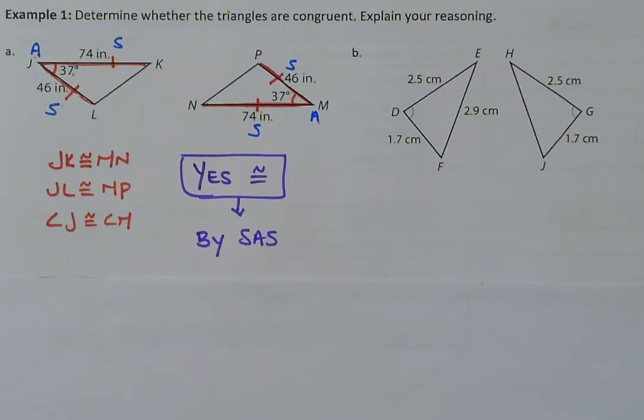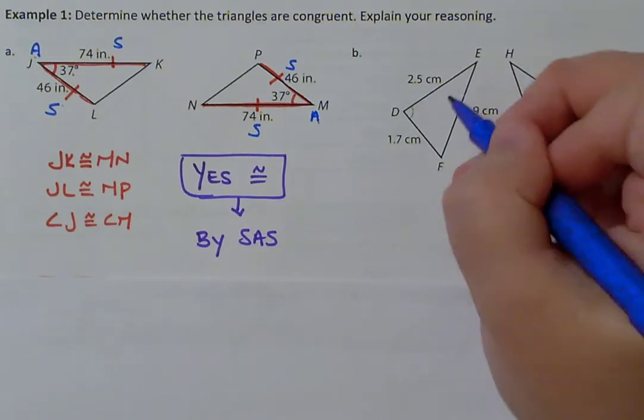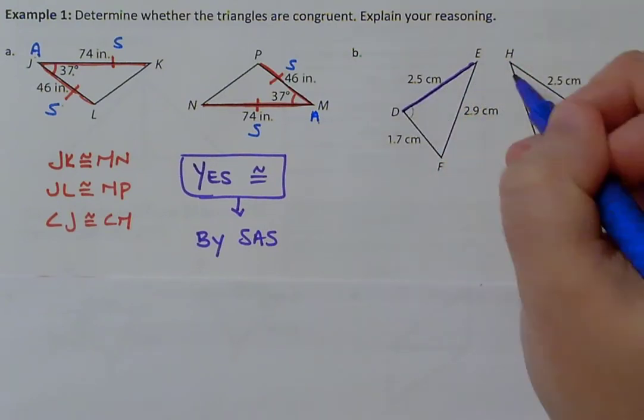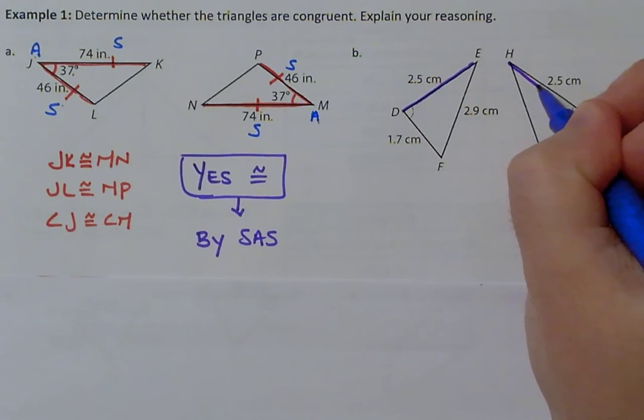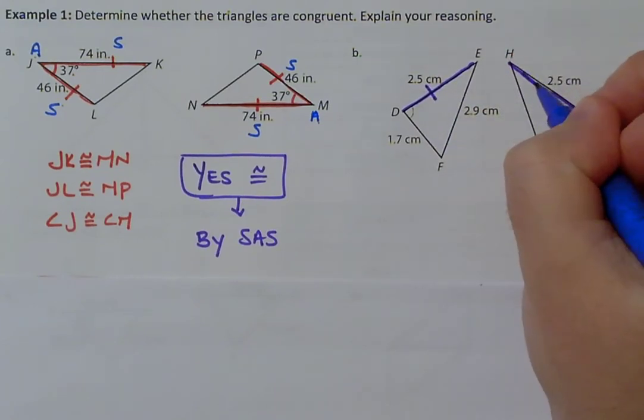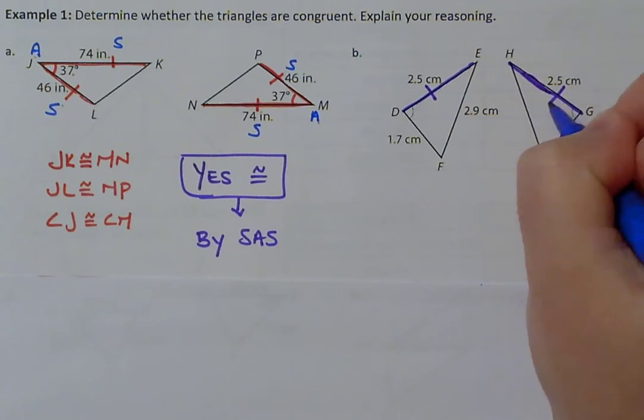So if we look at B, to continue this idea, for B, I'm going to do a little bit less writing and notating, just kind of more explaining. For B, I know that DE is the same measure as HG because they're both 2.5. So I know this side is congruent to this side.